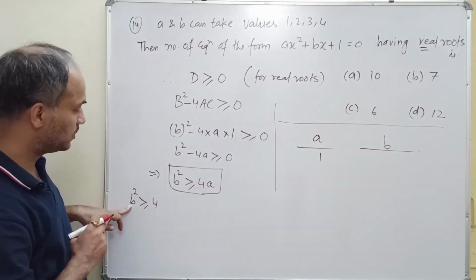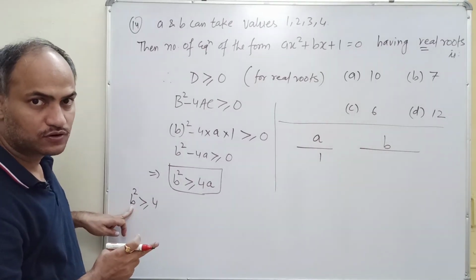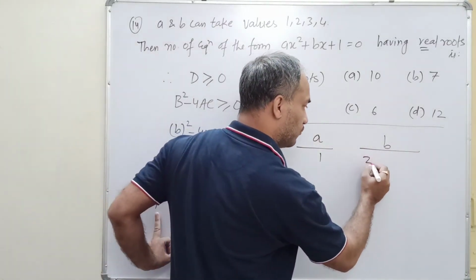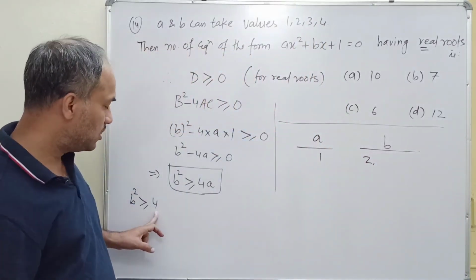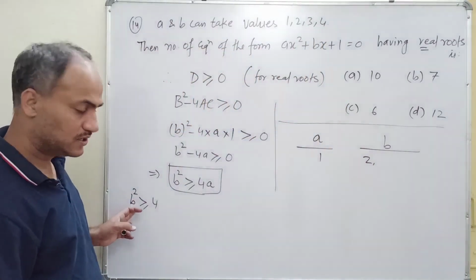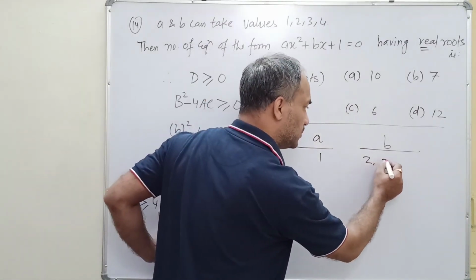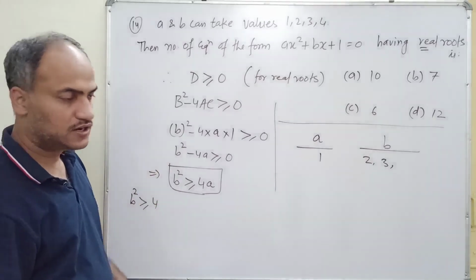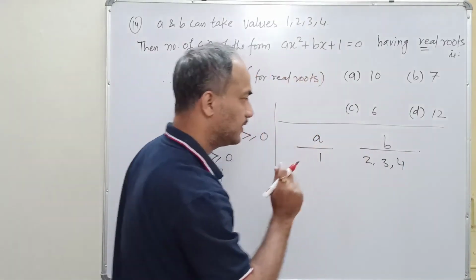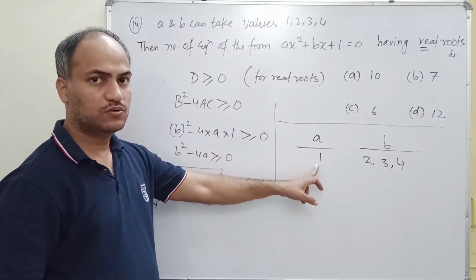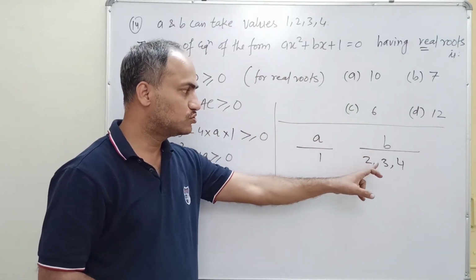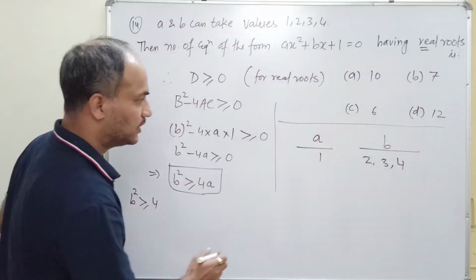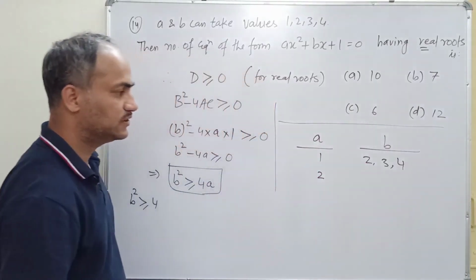If we put b is equal to 1, 1 square is less than 4. 2 square, yes, 2 square can be equal to 4, so b can take 2. Similarly, if we put 3 here, 3 square is 9, 9 greater than 4, yes, so 3 can be there. And similarly 4, if we put 4 square 16, 16 is greater than 4, 4 can also be there. So if a is 1, then the corresponding b values can be 2, 3 or 4.